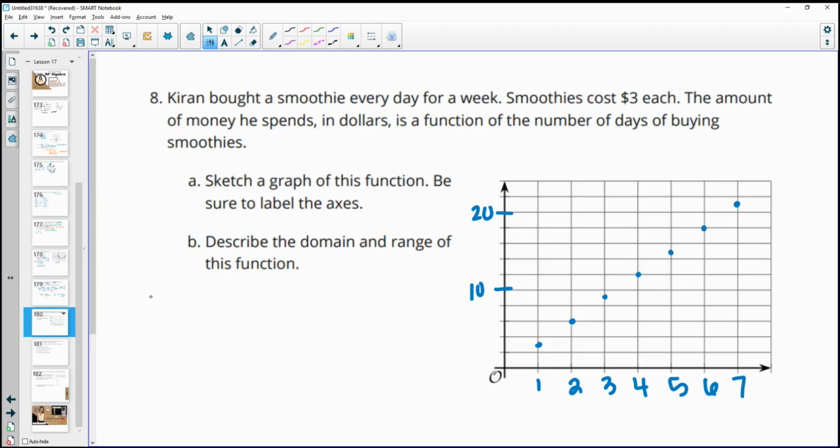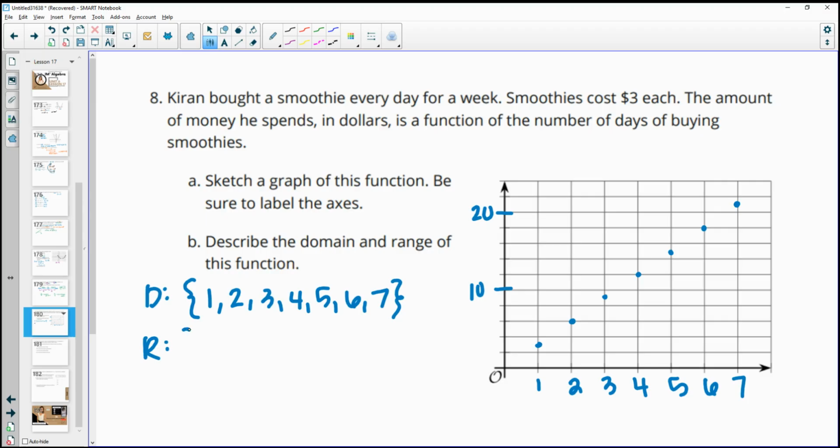So really the domain here, he's buying a smoothie every day. So your domain is really just going to be those exact numbers, 1, 2, 3, 4, 5, 6, and 7. Not partial days, because we're not going to calculate it at the end of 1.5 days. He buys one on day 1, another on day 2, another on day 3. So we don't really have partial numbers here.